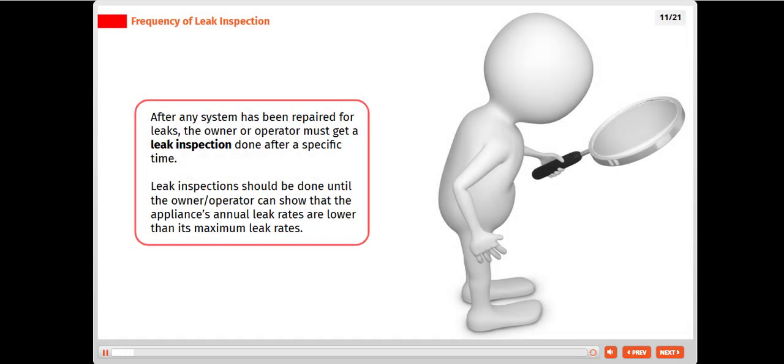After any system has been repaired for leaks, the owner or operator must get a leak inspection done after a specific time. Leak inspections should be done until the owner or operator can show that the appliance's annual leak rates are lower than its maximum leak rates.